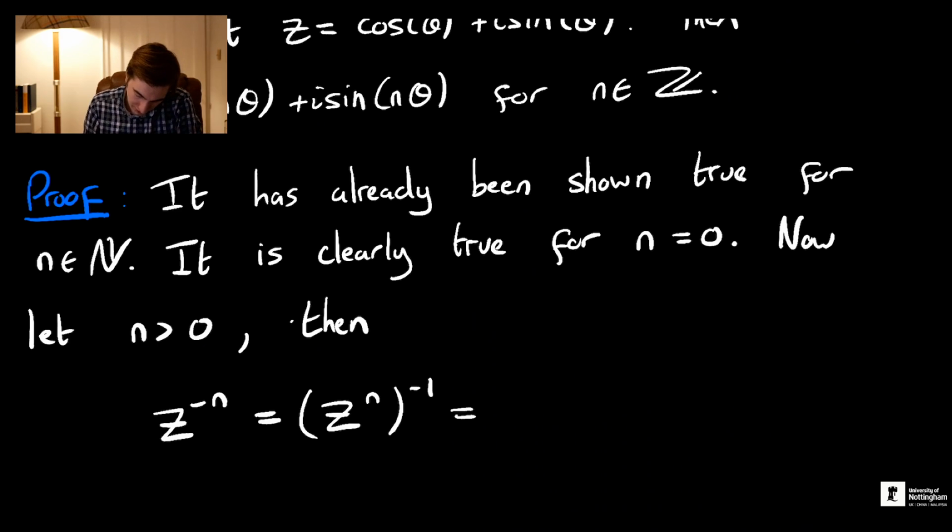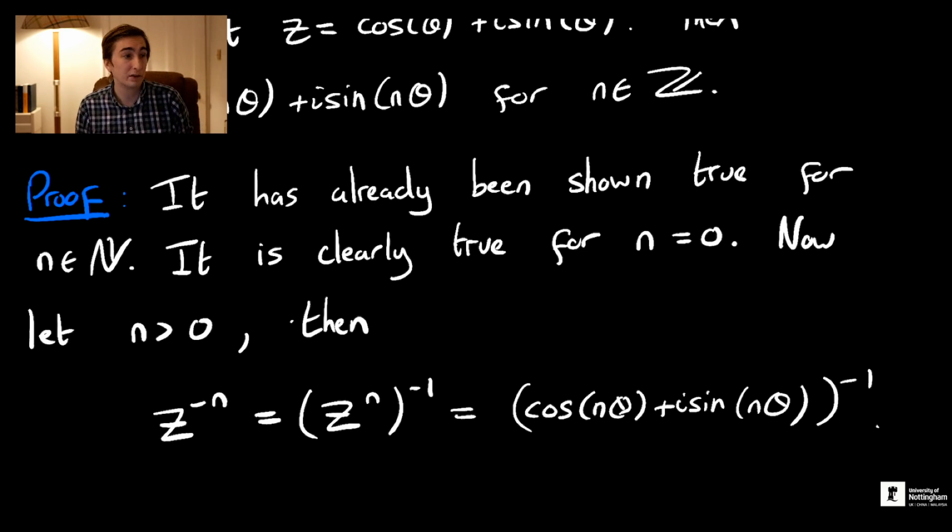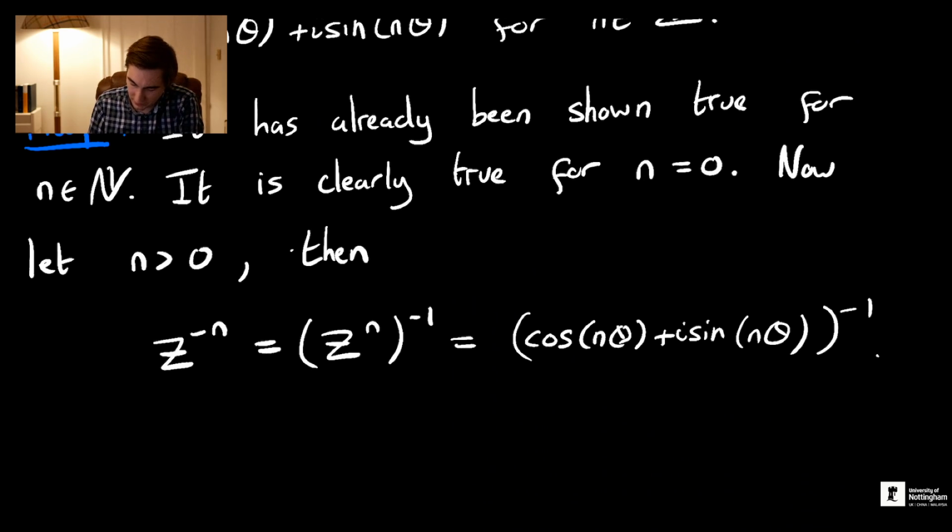So we can write that simply now as cosine n theta plus i sine n theta, and this is the whole thing raised to the power of minus 1, right? And we've just used our previous proof that we've shown is true already for when n is natural. But can we find a way of writing z to the power of minus 1 in terms of multiplying copies of the complex conjugate of z and the modulus of z? Well, we already saw that in the division video, but we can think of z to the power of minus 1.